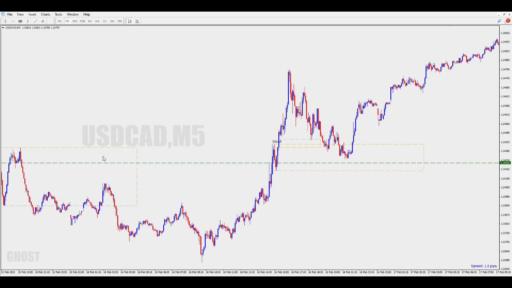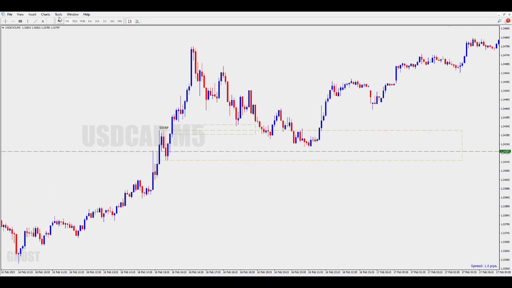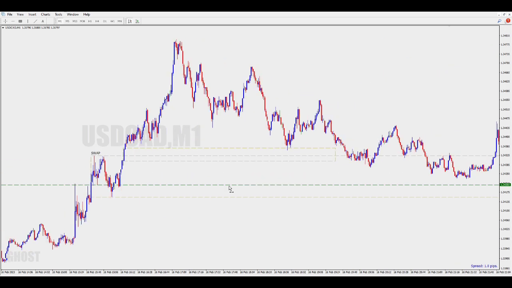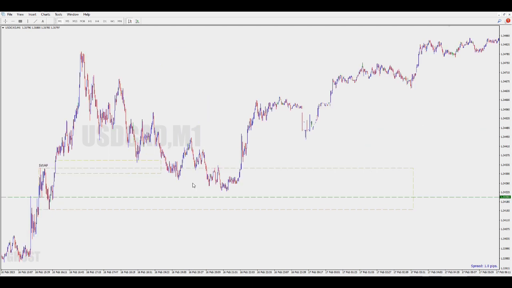So we identified the zone and we evaluated the zone by finding some good places that price can reach and create a price action for us so we can enter the market. But obviously none of these were present in this area. So in this case I wouldn't trade this area right here.